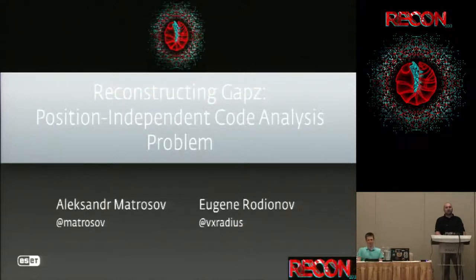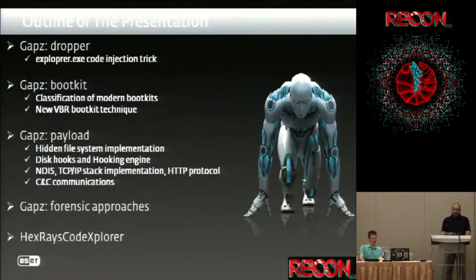It uses many interesting tricks and exploitation. The outline of our presentation starts with the Gapz dropper, where we describe an interesting code injection trick with explorer.exe. We continue with bootkit details, and Gapz used a really interesting technique for infecting the volume boot record: it modifies only one word, 4 bytes, and receives control to the shellcode.